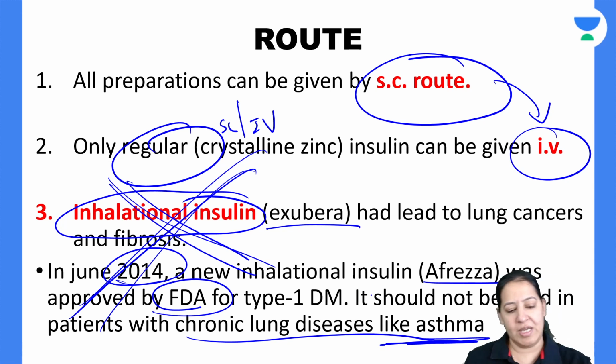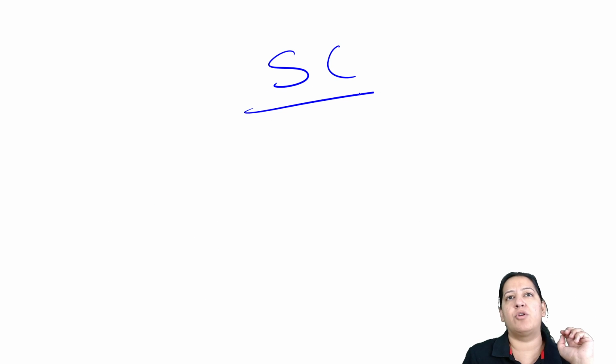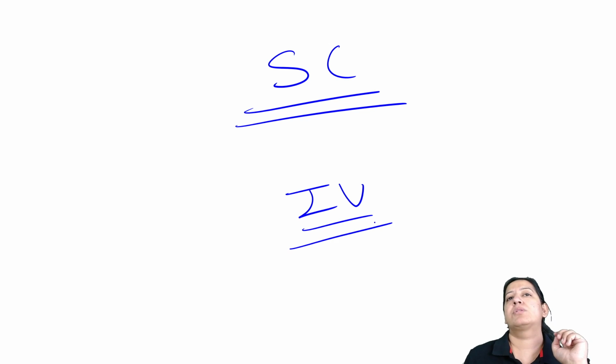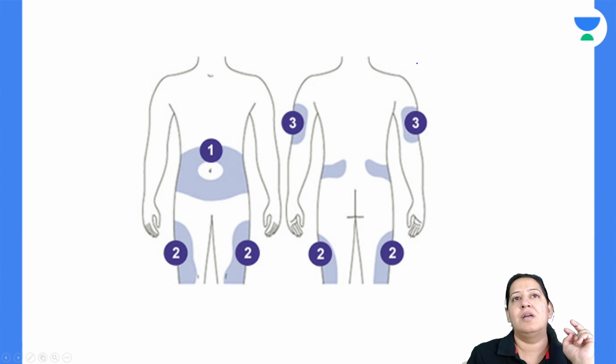So only 2 routes for the insulin. What are the 2 routes? Maximum it is subcutaneous, only regular can be given IV also. So these are the 2 routes of the insulin.